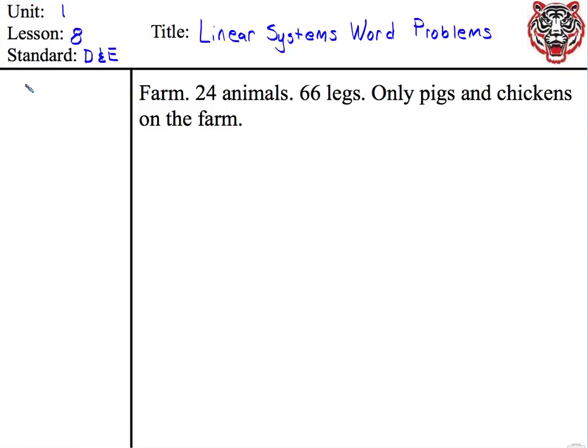So what's going on here? So we need to say solving word problems. Here's the procedure.